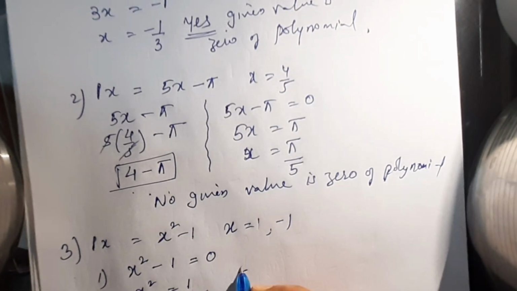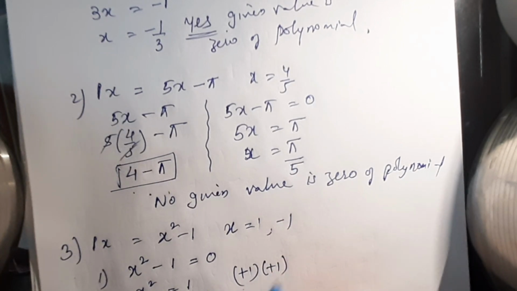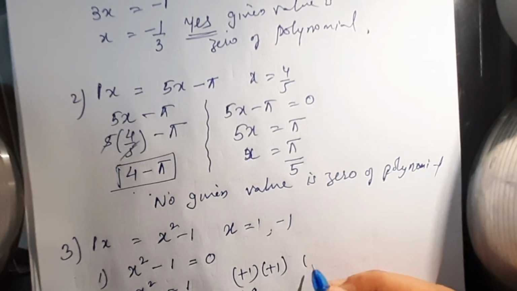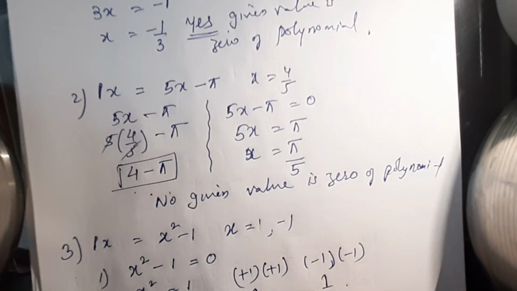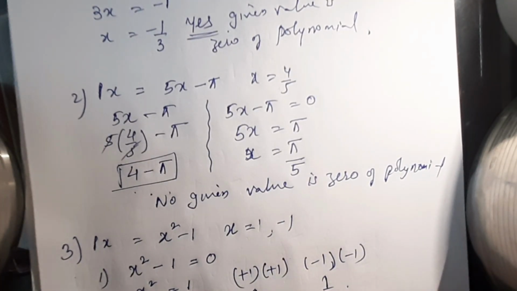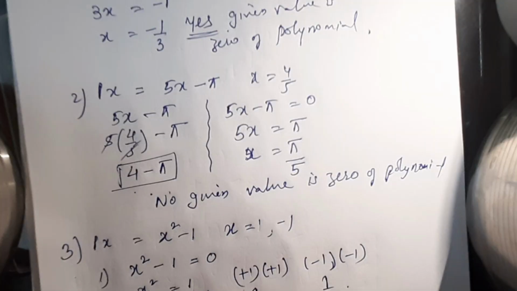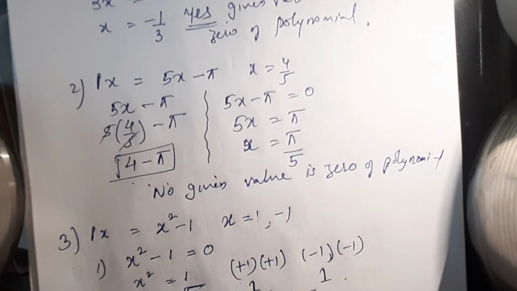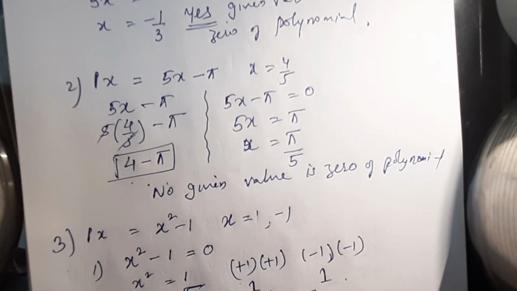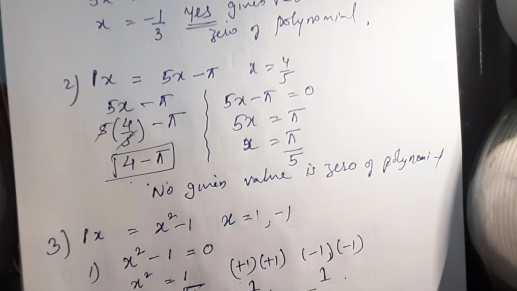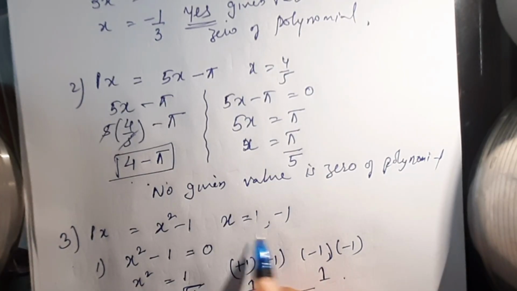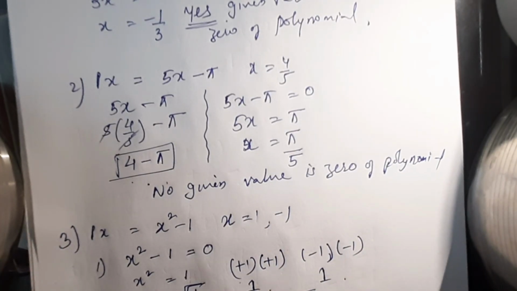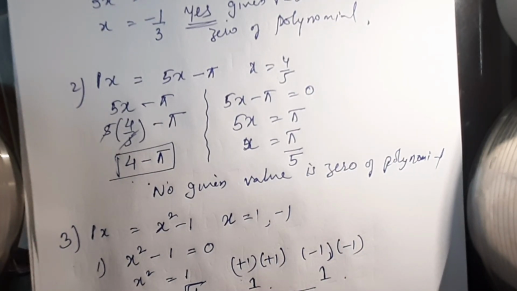How did we get plus 1? When we multiply plus 1 with plus 1, the answer is 1. If you multiply minus 1 with minus 1, then also the answer is 1. So whenever the square root of any value is taken, we need to represent it with both the signs, positive and negative. Keep in mind, for 9th and 10th standard, from now onwards we are representing any root values with both the signs. So as we got both plus and minus, the answer is yes, the given value is the 0 of the polynomial.